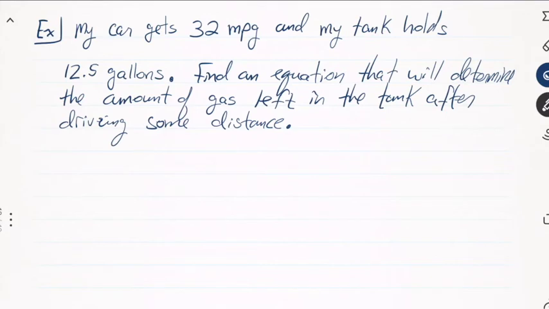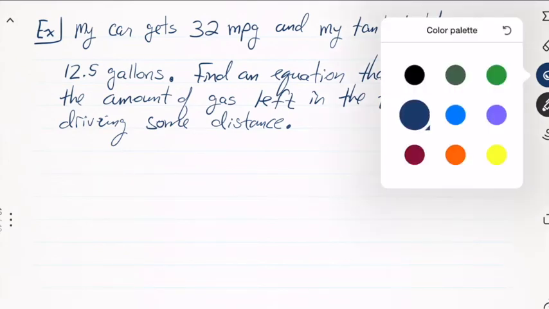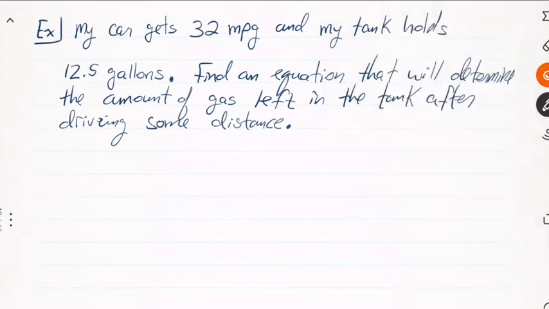Well, one of the first things we have to do is, again, determine what's going to be the independent variable and what's going to be the dependent variable. And the clues are going to come from the question itself. So we're trying to find the amount of gas left in the tank. So that's going to be measured usually in gallons. So we'll call that G, capital G. And we're going to be finding this after driving some distance. Let's call that little d.